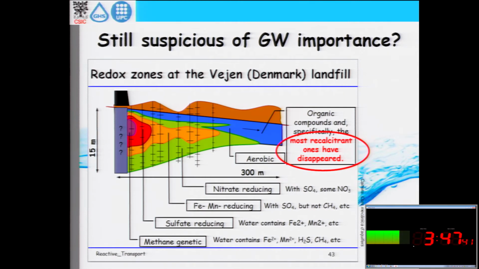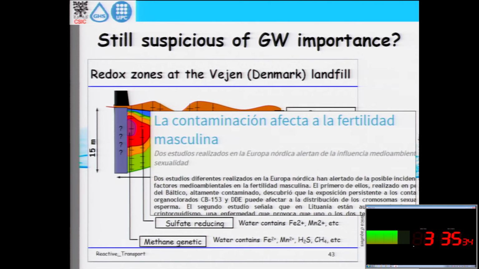For those who are still not convinced of the importance of groundwater, please let me tell you this: the ground can act as a filter of contaminated water, and these contaminants can be very dangerous for human health.